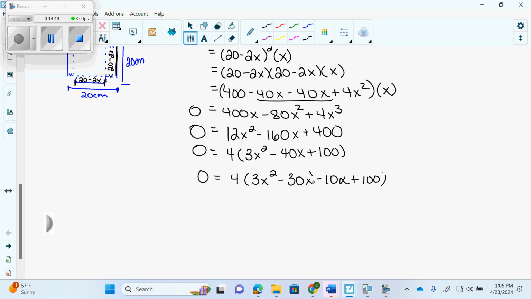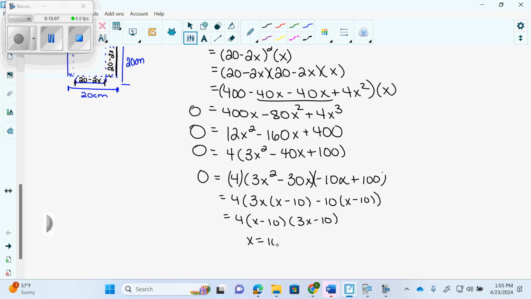Then I group. And I get 3x, x minus 10, minus 10, x minus 10. So I get 4, x minus 10 and 3x minus 10. x equals 10 and x equals 10/3. Yeah. Okay.